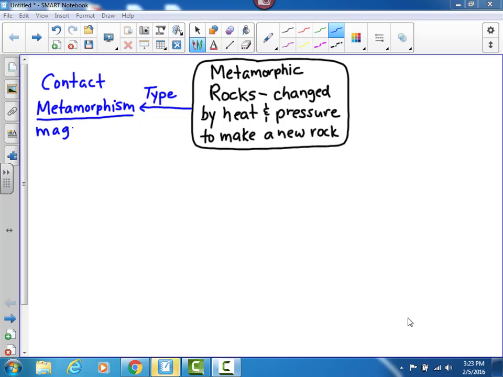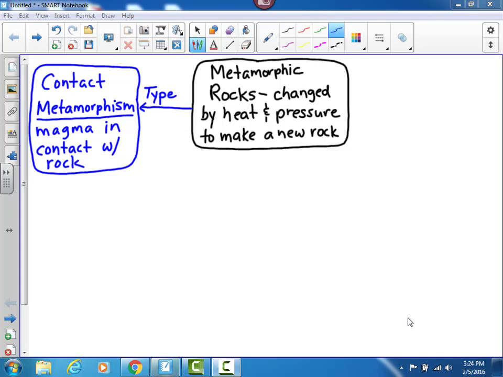So the magma has to be in contact with the rock. This kind of metamorphism produces rocks that we call non-foliated. This word comes from the word foliage, like leaves. So when we talk about non-foliated rocks, those are the kind that do not have layers. So no stripes, no bands, no layers.